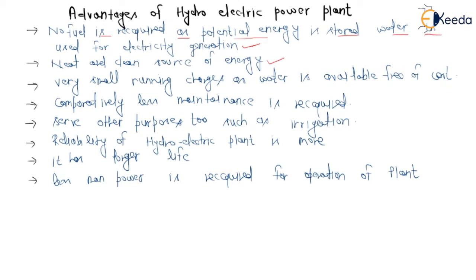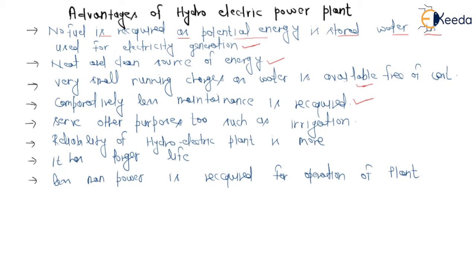The third point is very small running charges, as water is available free of cost. So we know that. The next one is comparatively less maintenance is required. If you compare with a nuclear power plant or thermal power plant, here the maintenance cost is low. It also serves other purposes, such as irrigation. Let us assume the water which is rotating the turbine can also be used in the irrigation department.